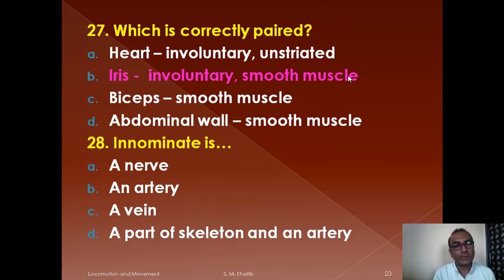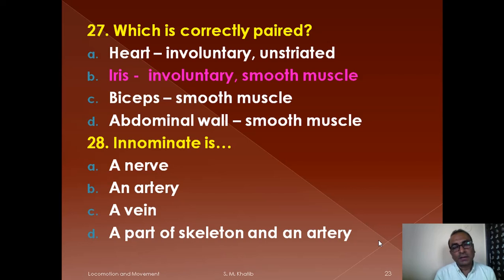Then question number 28. Innominate is A, a nerve, B, an artery, C, a vein, D, a part of a skeleton and an artery. Now, innominate word refers to the coxal bone or one half of the pelvic girdle. Okay, so that is skeletal part.